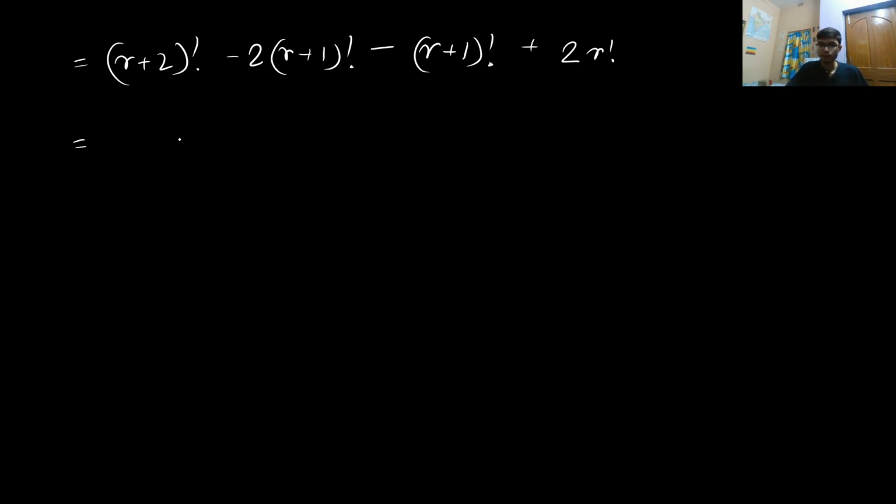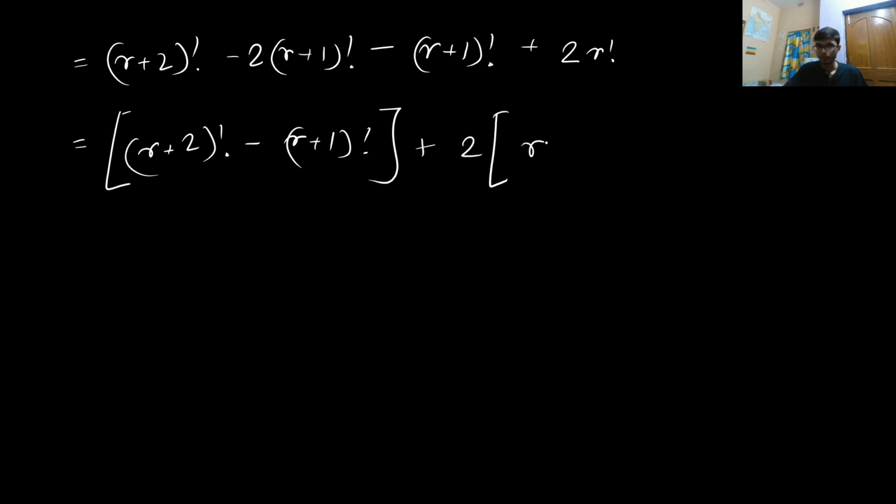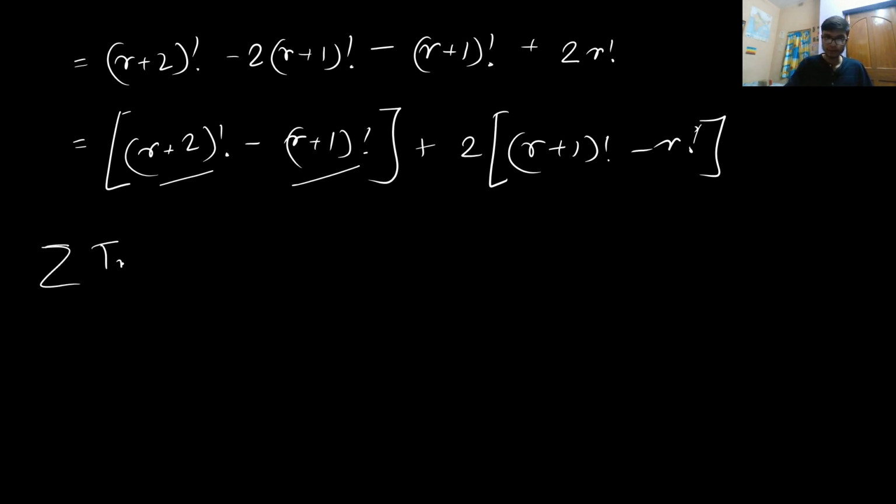So from here if you club the terms, r plus 2 factorial minus r plus 1 factorial is the first bracket of this general term, plus 2 times r plus 1 factorial minus r factorial. Now why did I do so? Because in this problem, all the numbers which come when the summation is taken will go on cancelling out each other. So if you take the summation of the general term from r equal to 1 to 20, this will yield you the result.